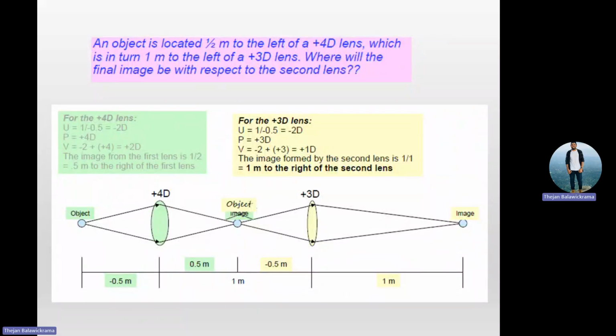Okay, we'll try this. Then the first person's image becomes the object for the next lens. That means cut it and put the yellow color again. You can use different colors.